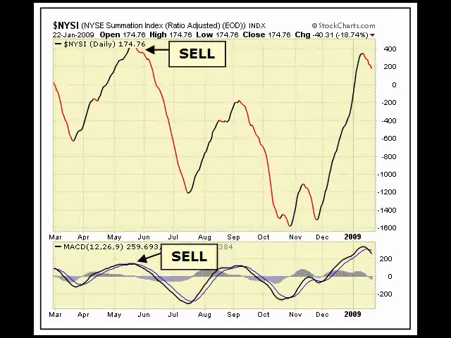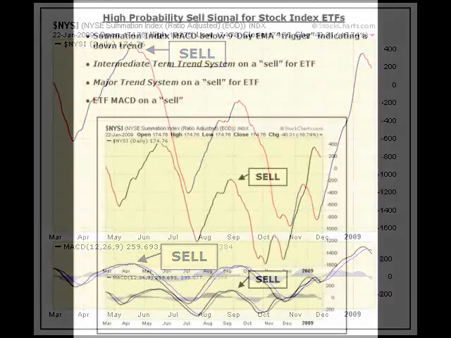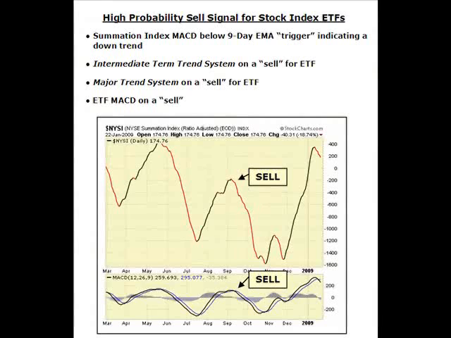Then in July, the summation index MACD turned positive when the MACD line crossed above the 9-day EMA trigger line, and a rally followed. Now in September of last year, the summation index and its MACD turned negative and a severe market decline followed. This sell signal is displayed on the price graph. You can see that the summation index MACD crossed below its 9-day EMA trigger line.